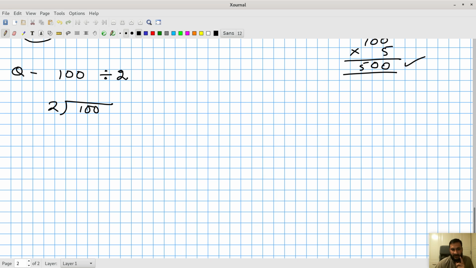Now remember, there are 2 zeros here. I can't simply bring 2 zeros in the answer because I still need to divide this one, and this is not fully divisible by 2. That means I'm going to use these two instead and say 2 5s are 10, subtract them. So 10 minus 10 is nothing left.